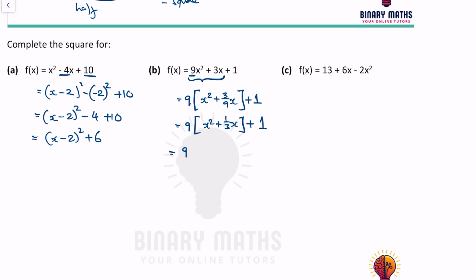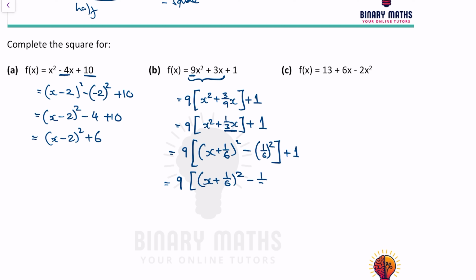So 9 times, I'm going to get something squared, take off something, plus the 1. I need to half the third. If I half the third, it's the same thing as doubling the bottom, so I get plus a sixth, because half of a third is a sixth. And I need to take away this sixth squared, because I need to take off this extra term that I'm going to get. If I expand this, I get (x plus a sixth) squared, take away 1 over 36, plus 1.